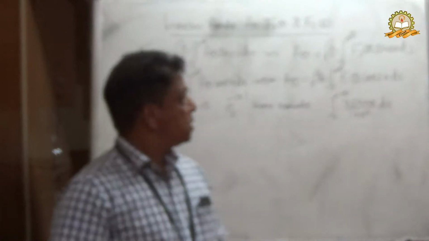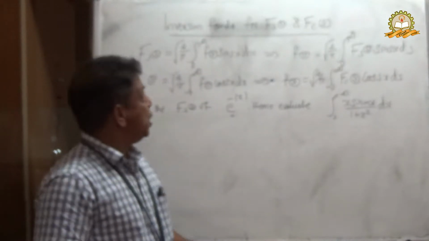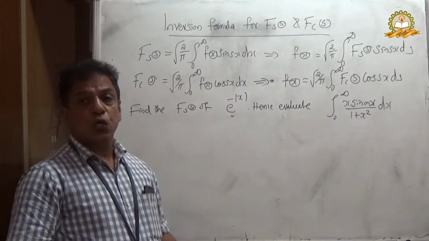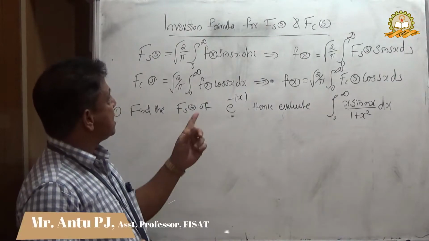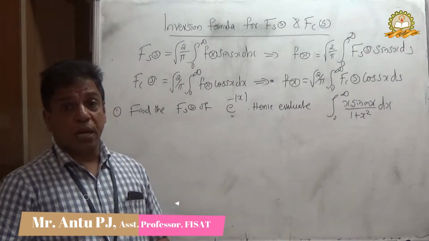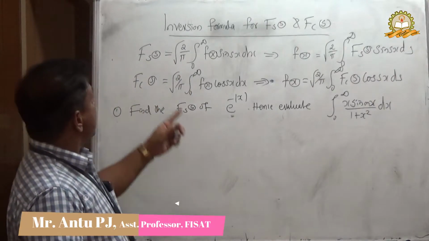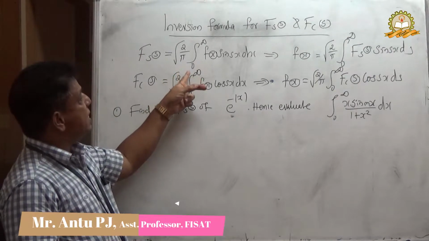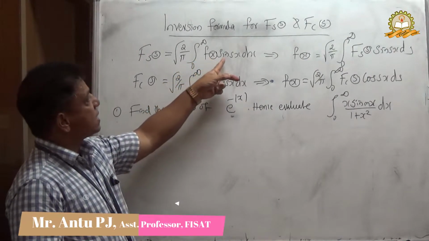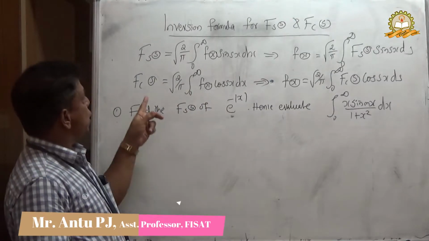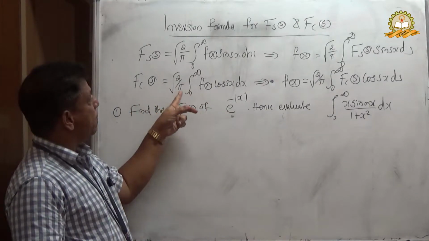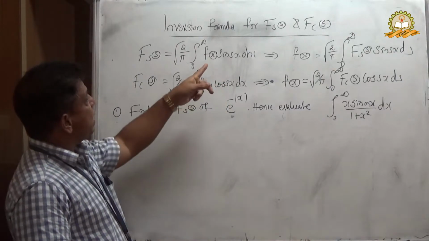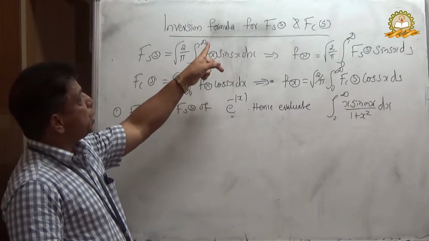Good morning, students. Today we will discuss the inversion formula for Fourier sine transform and Fourier cosine transform. Last class we discussed Fourier sine transform and Fourier cosine transform. Fourier sine transform is Fs(s) equal to root of 2 by pi integral 0 to infinity f(x) sin sx dx. And Fourier cosine transform is equal to root of 2 by pi integral 0 to infinity f(x) cos sx dx. To find the original function f(x), we use the inversion formula.